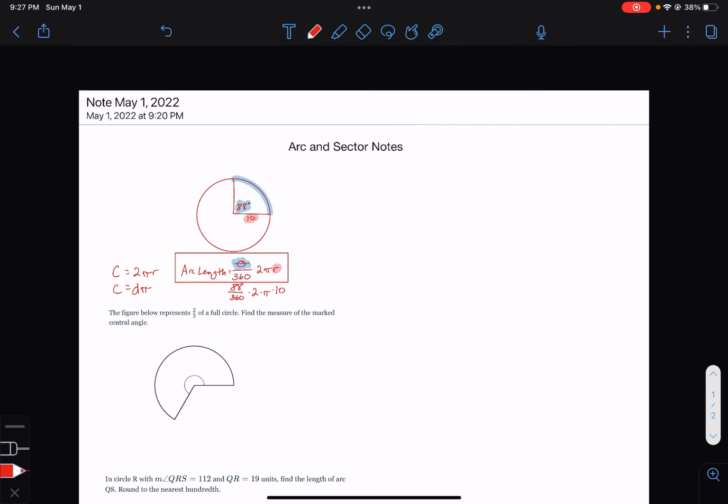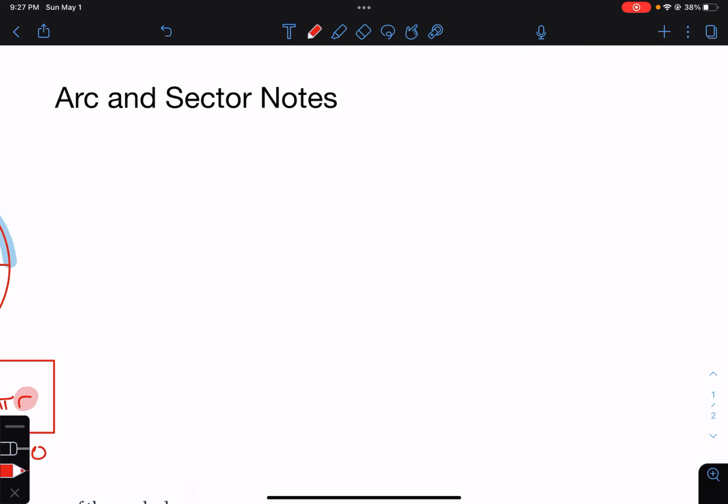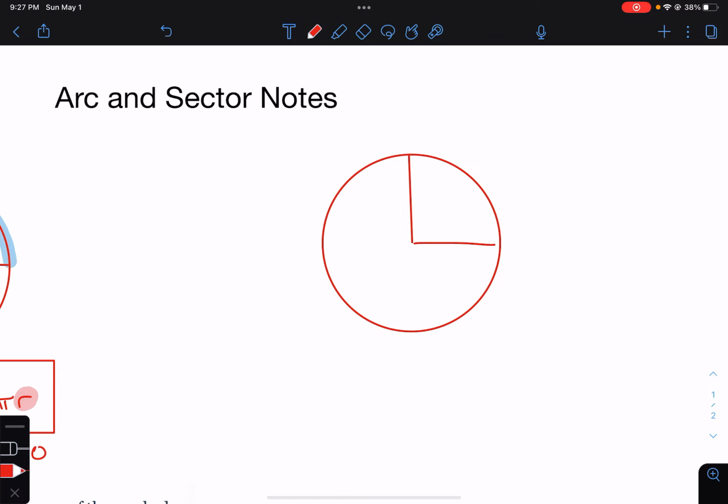The other thing we're going to be talking about is area of a sector. We know how to find the area of a circle: pi radius squared. So we're going to be doing the same exact thing for the area of a sector, but instead of finding the area of the whole thing, we are just finding the area of a small piece of the circle.